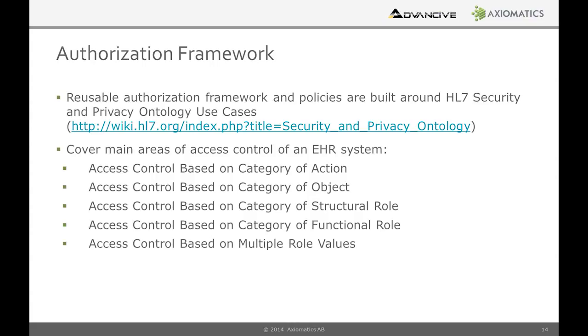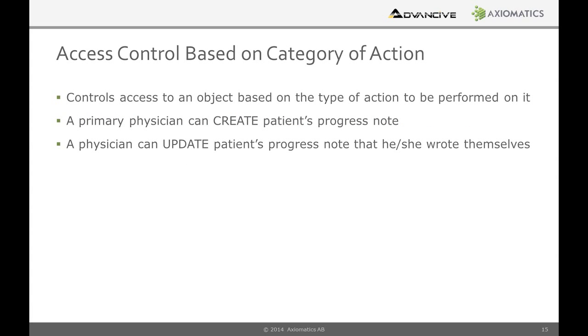So when we talk about access control based on category of action, what it really means is that we want to control access to an object based on the type of action that is to be performed on it. A couple of examples. For example, a primary physician can create a patient's progress note, right? Create is the action, so we want to control access based on that. Or a physician can update a patient's progress note that he or she wrote themselves, right? So here we highlight the actions that can be performed on certain objects.